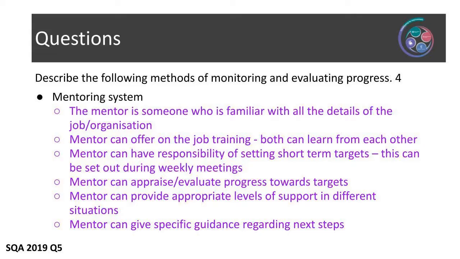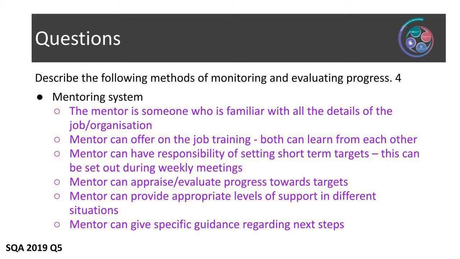So a couple of marks on the Gantt chart, with also a couple of marks available for the mentoring system. So the mentor is someone who's familiar with all the details of a job or an organization, and they can offer on the job training, and they can both learn from each other in that partnership. I would say the mentor is probably doing more of the teaching, and the mentee is primarily doing the learning.